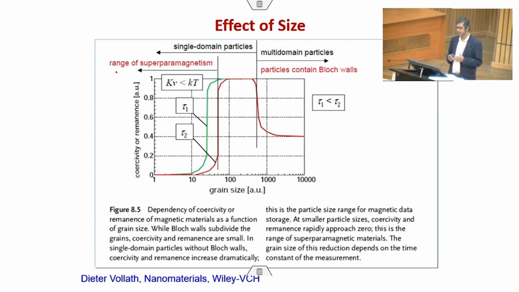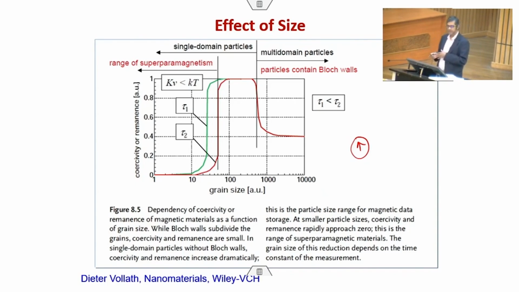Why? That is because then your particle size becomes very small, and each of these particles becomes a single domain particle, right. Then no domain wall exists in the particle, because the size is so small that one domain is one particle. Because of that, remanence and coercivity increase very rapidly and reach a very high value, correct.